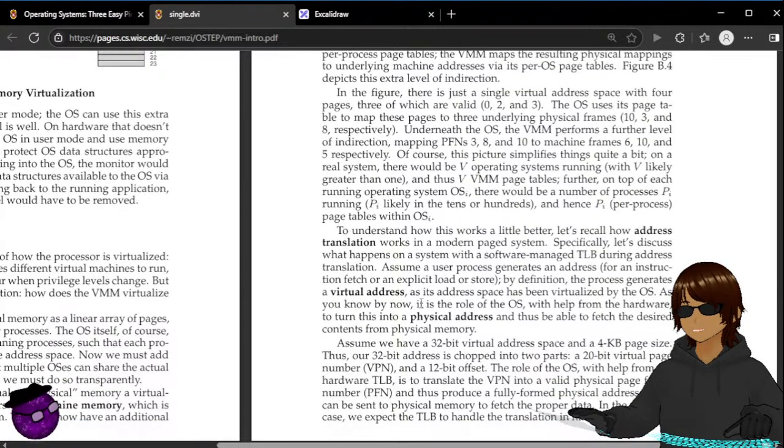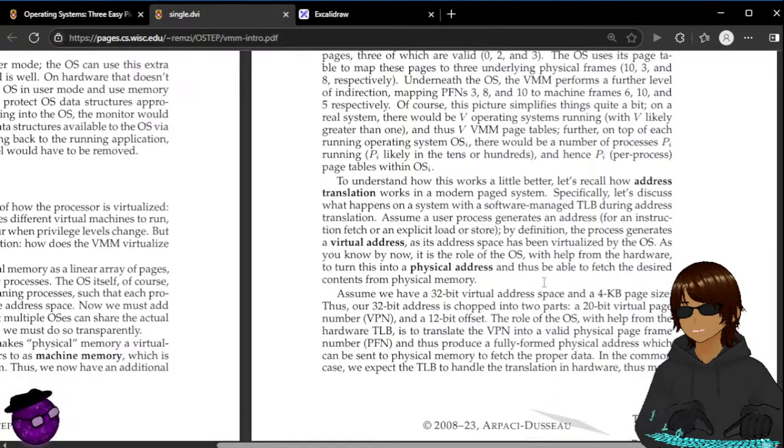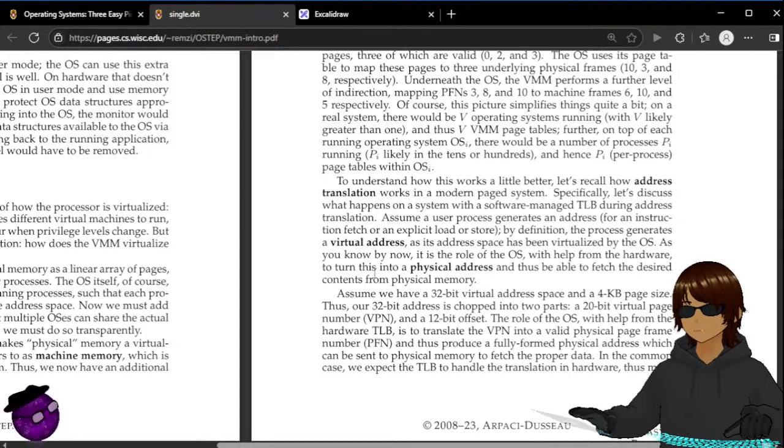To understand how this works a little better, let's recall how address translation works in a modern paged system. Specifically, let's discuss what happens on a system with a software managed TLB during address translation. Assume a user process generates an address for an instruction fetch or an explicit load or store. By definition, the process generates a virtual address, as its address space has been virtualized by the OS. As you know by now, it is the role of the OS with help from the hardware to turn this into a physical address and thus be able to fetch the desired contents from physical memory.